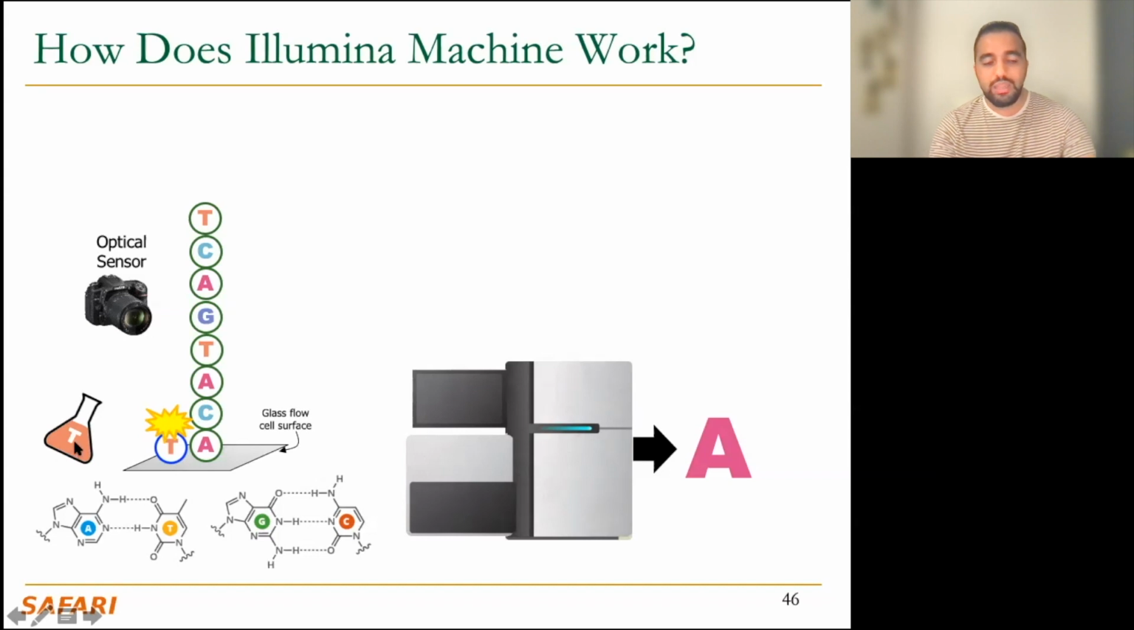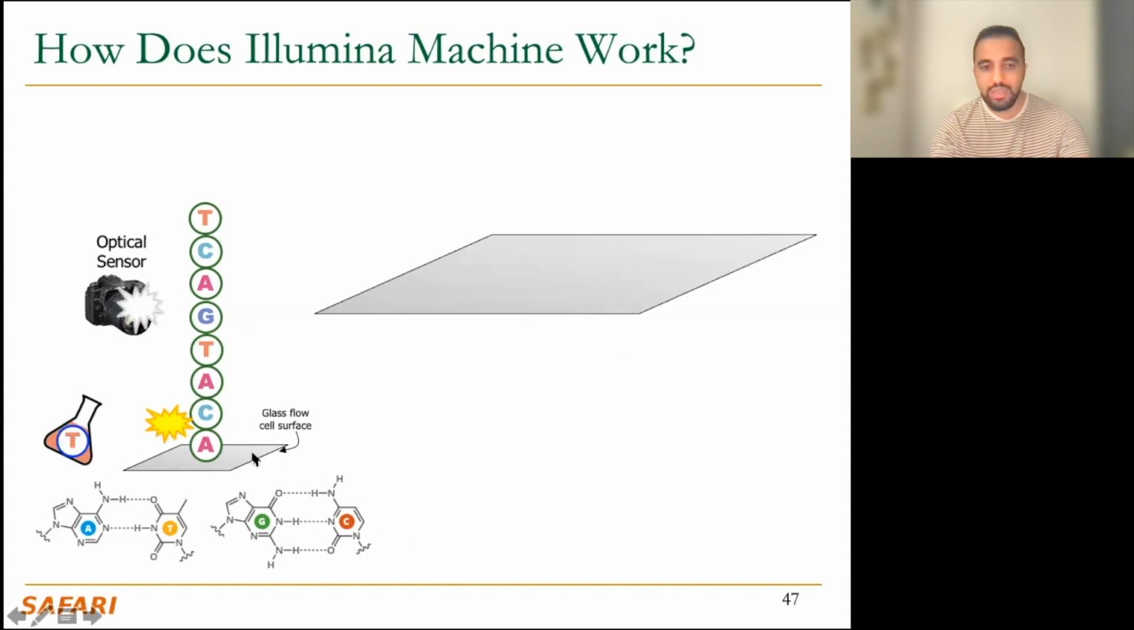So we repeat the same thing with all 4 molecules. Since we don't know if this is A, we add thymine. If the chemical reaction happened, then we are done. But if it is not happening, we wash the surface from thymine, and then we add cytosine, guanine, adenine, gradually one by one, wash the surface and watch the chemical reaction. If it's not happening, wash the surface, add the next molecule, and so on.